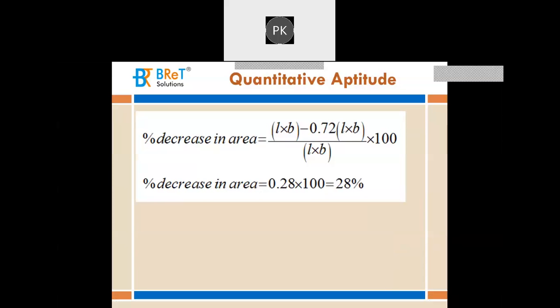Now definitely the area will decrease because the new area is lesser than the old area. Okay. Now substitute in the formula: old area minus new area by old area into 100. So that will fetch the percentage decrease in area as 0.28 into 100, which is 28 percentage. So definitely the area is going to be decreased. Okay, area is going to be decreased by 28 percentage.